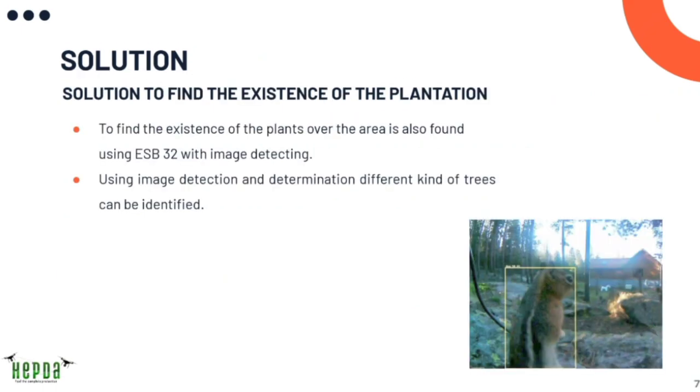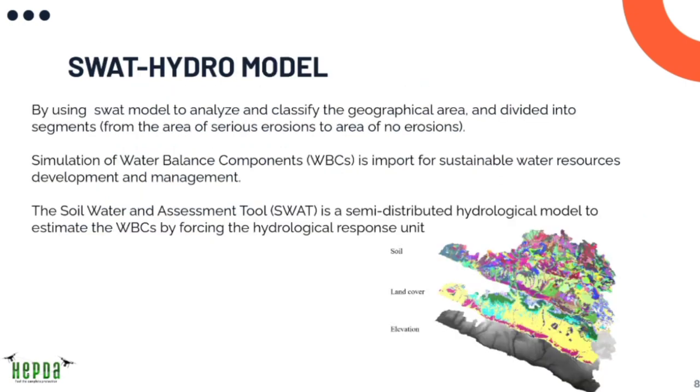Solution to find the existence of the plantation. The existence of the plants over the area is also found using the ESP32 with image detection. Using image detection and determination, different kinds of trees can be identified. By using the SWAT model to analyze and classify the geographical area, it is divided into segments, from areas of serious erosion to areas of no erosion.